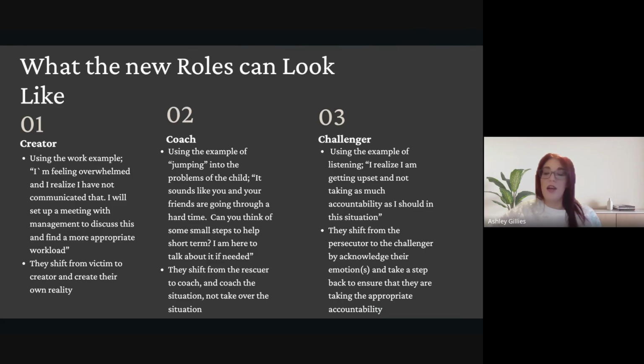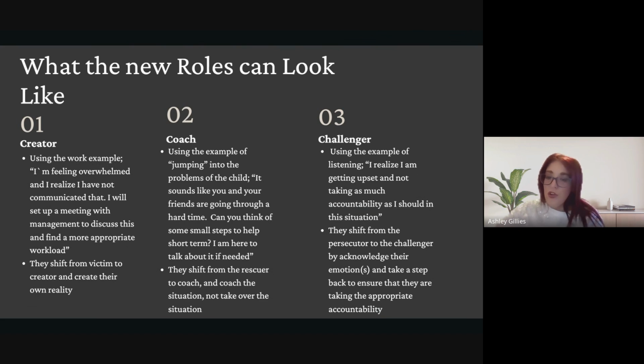That's going to go into a stage of development problem, which I'm going to make a video about. I have not made one yet, but I will. That causes a whole other issue. So make sure you're coaching, not rescuing. Take Challenger, using the example of listening. I realize I am getting upset and not taking as much accountability as I should in the situation.